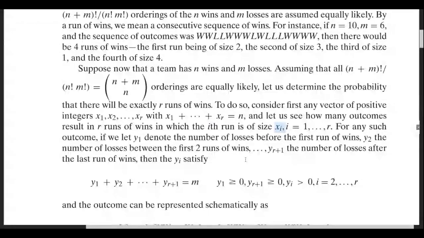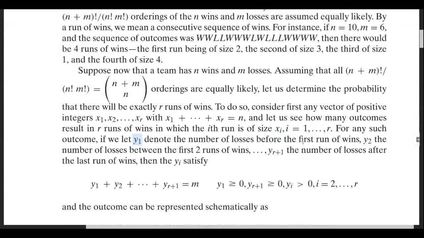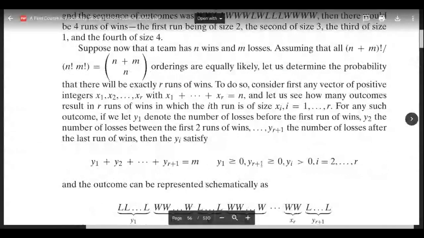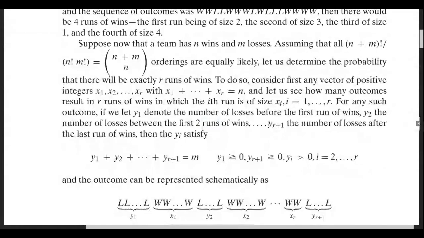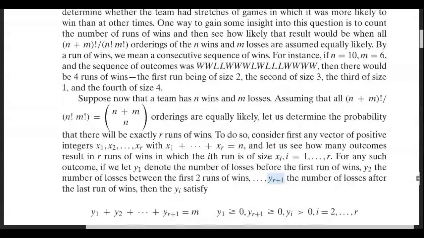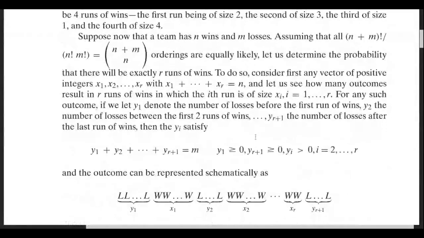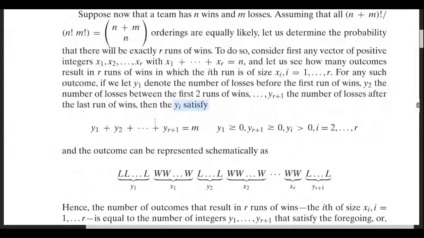For any such outcome, if we let y1 denote the number of losses before the first run of wins, y2, y3, y4 the losses between runs, and y r plus 1 the number of losses after the last run of wins. Then the yi satisfy this: y1 plus all those up to y r plus 1 equals m, because we have m losses.